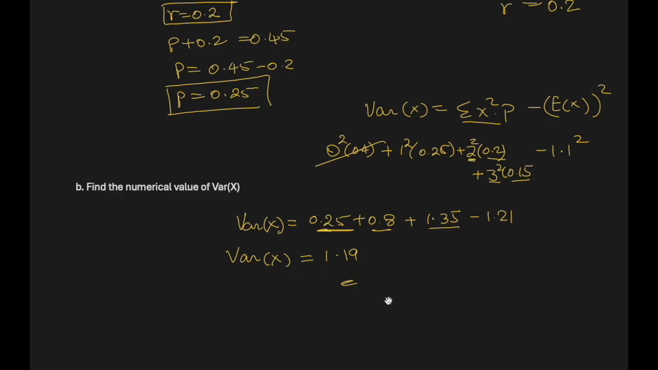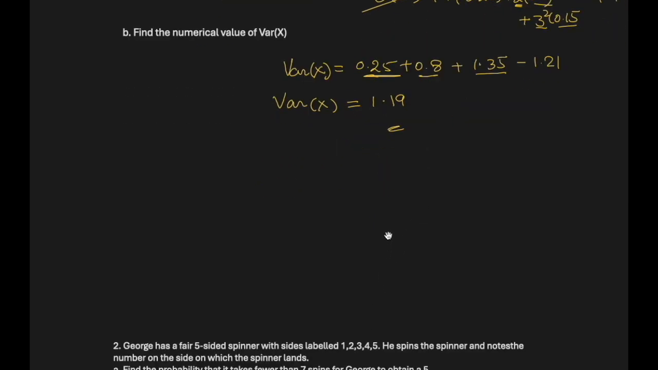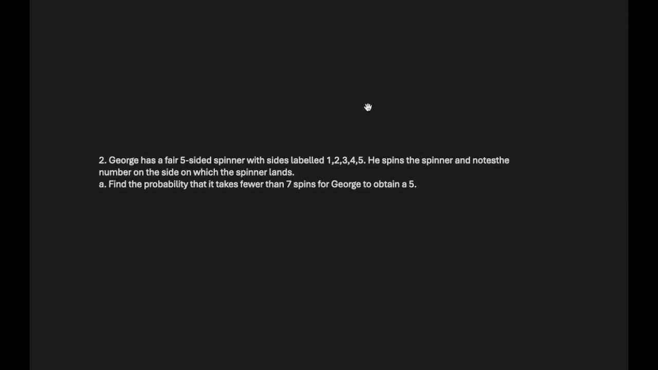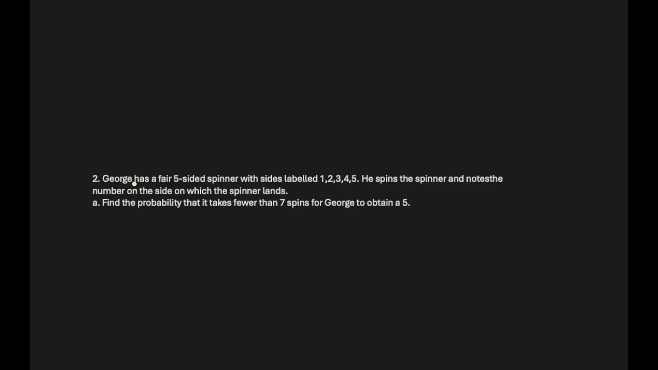Got it? Okay, let's move on to question number 2. Question number 2 says that George has a fair 5-sided spinner. Let's say that is the spinner with labels 1, 2, 3, 4, 5. He spins the spinner, and because this is fair, they said fair, right? That means it will be a pentagon, kind of. We can say 1, 2, 3, 4, 5. All are equal spaces. They are not equal in this picture, but they are because of this word fair.